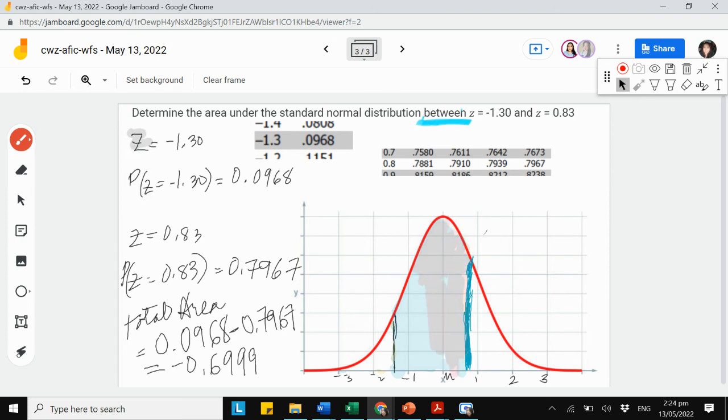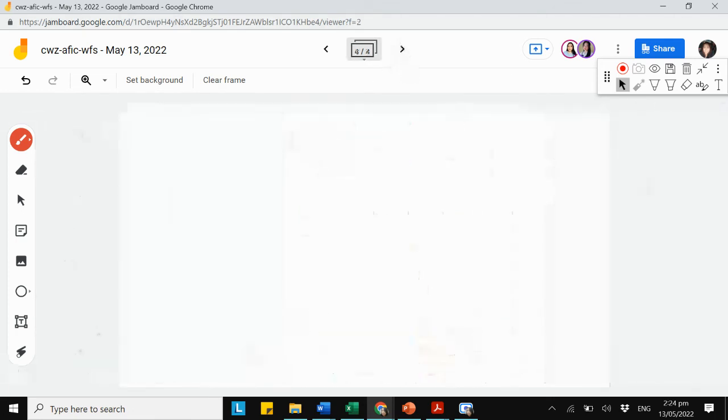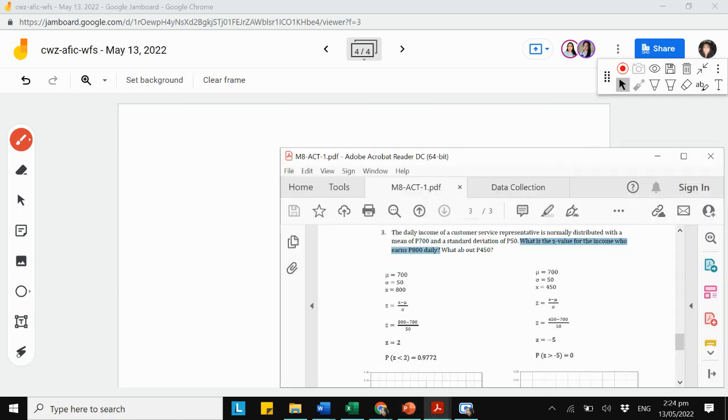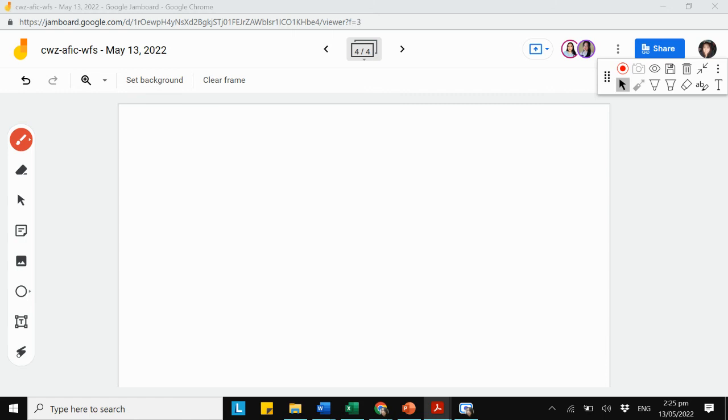Okay? Question, guys. Clarifications, violent reactions. Okay. So, let's have another example. Hala, nakita niyo na yung sagot. Hindi yan yung tanong.